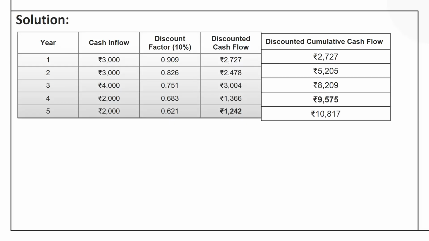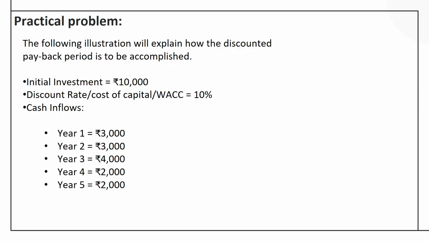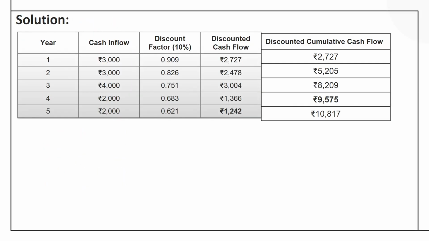5205. So, in this way we can see that cumulative cash flow is giving us 9,575 rupees in the fourth year, but still we are behind 10,000, that is the initial investment. So, in order to recover the full 10,000, we have to take some cash flow from the fifth year.